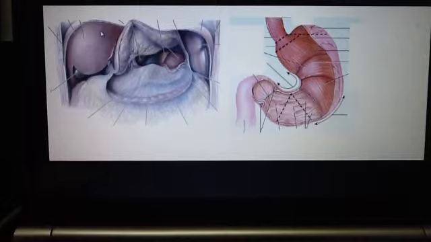Okay, I want to point out just a few structures here. Well, this is the greater curvature of the stomach, and we have the spleen here, and up here we have the diaphragm, and below this is the right lobe of the liver. And right here is the portal triad and the caudate lobe of the liver. And if you remember what the portal triad is, it is the portal vein, the hepatic artery, and the common bile duct.